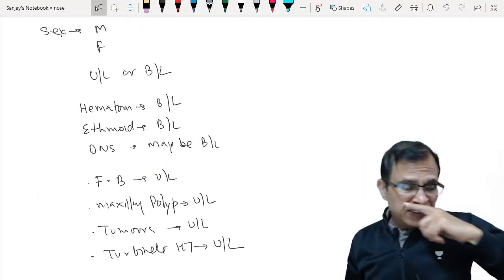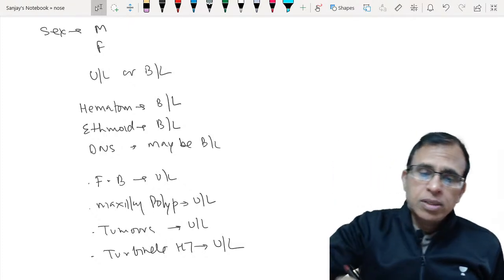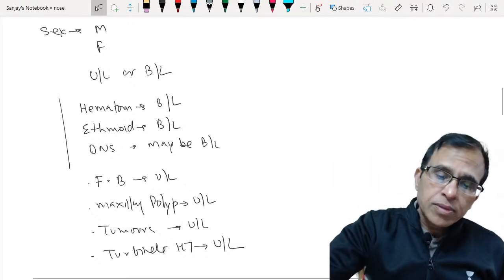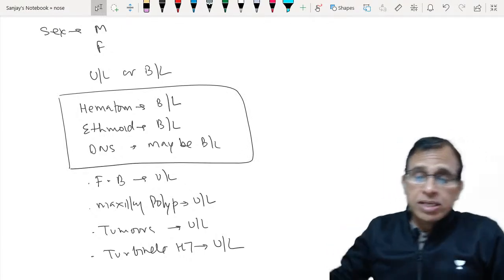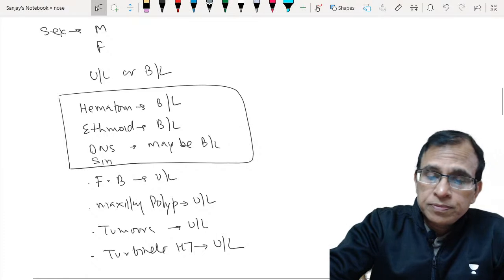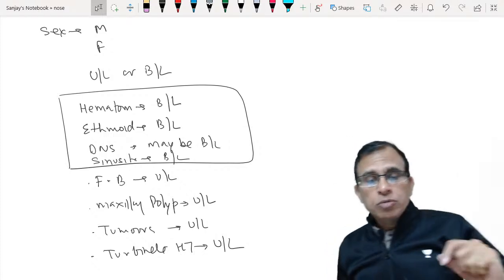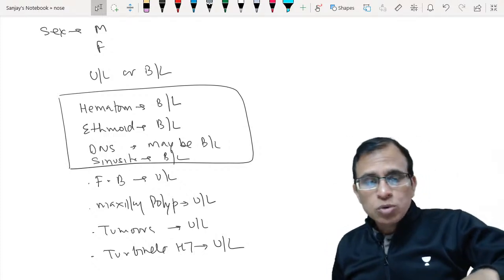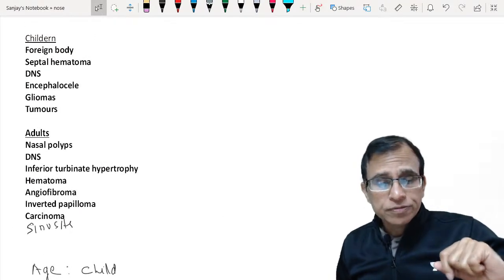So especially if it is unilateral, it does not give you too much information, but if it is bilateral, then it gives you a very limited list of possible causes. And sinusitis, bilateral sinusitis, of course, bilateral, right?